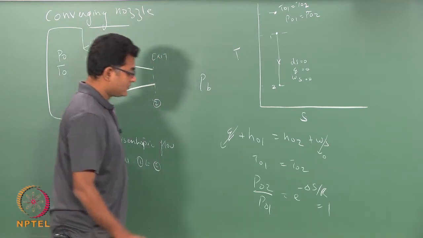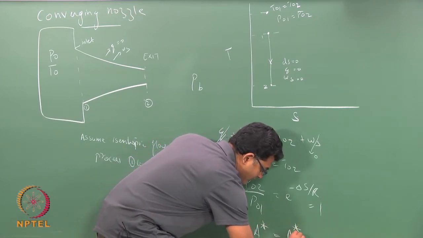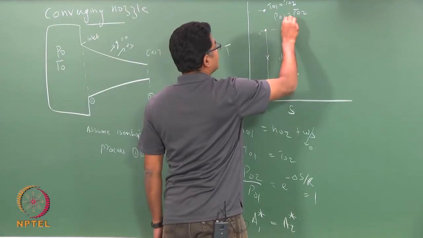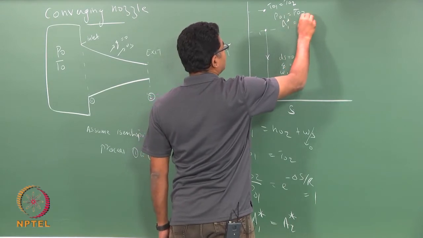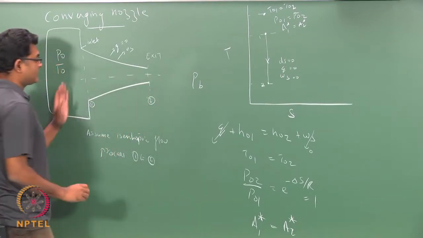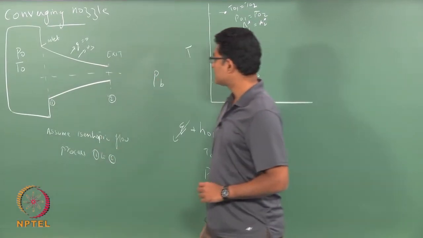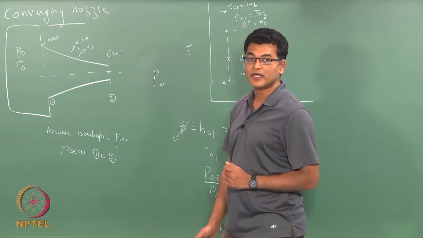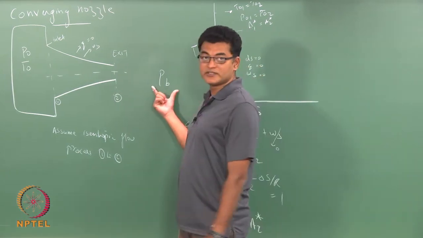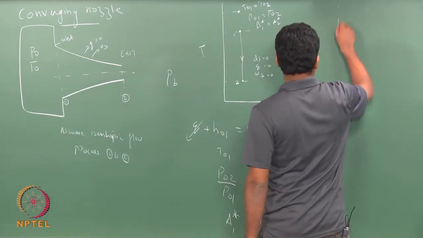Since it is isentropic, we have also shown A1 star equals A2 star. So, your A1 star is also equal to A2 star in this process, whatever we are doing here. So, between any two sections in the entire stream here, we have A1 star equals A2 star. What we are trying to do is decrease our back pressure and see what happens to the flow.